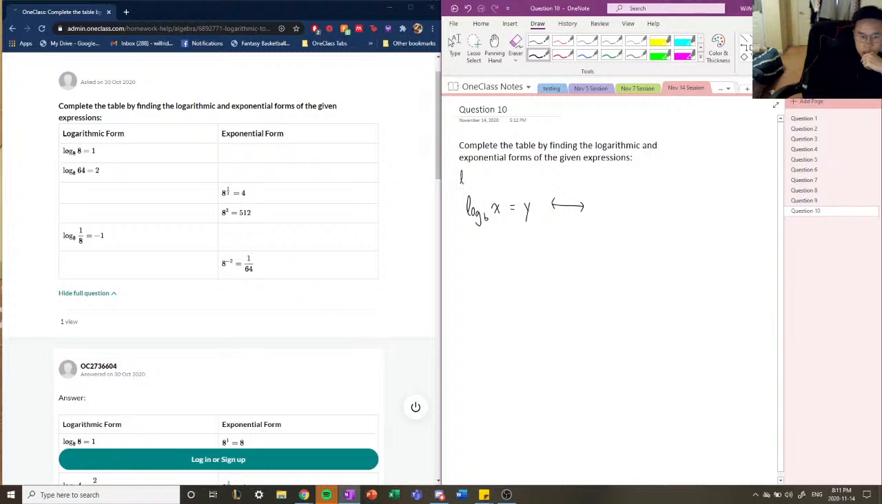Okay, so what's its relation to the exponential form? So let's say this is the logarithmic form. So basically what a logarithm does is that it takes a base and it takes the output and it spits out the exponent that would make that base to the power of the exponent, the output. So basically, in exponential form, this will look like this. B to the power of y equals x.